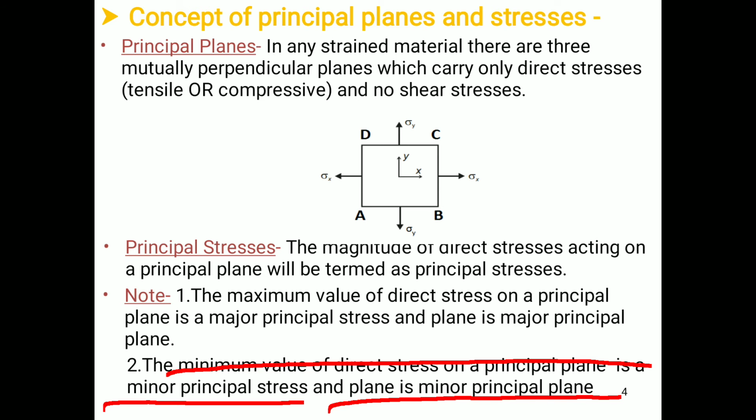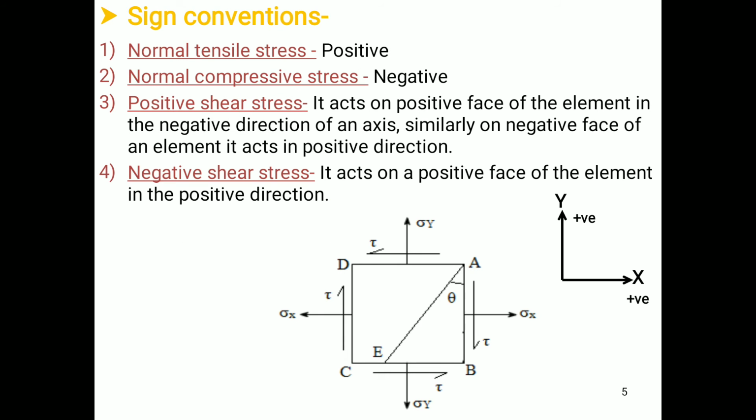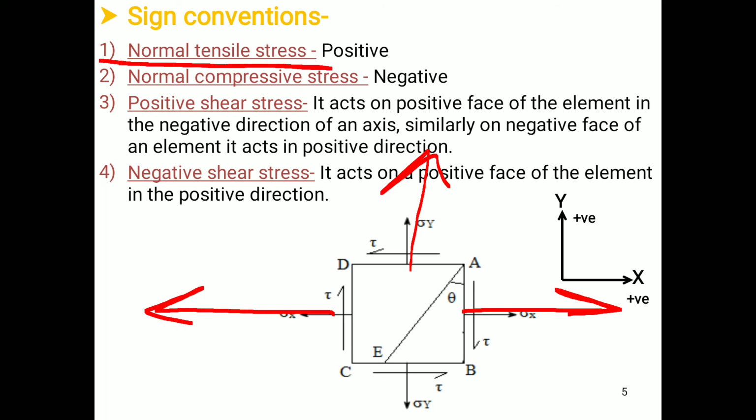Now we will move to the sign convention which has to be followed for unit number 5. In the entire unit, whatever sign convention I have followed, that I am going to discuss. Remember that normal tensile stress is considered as positive. This sigma x, sigma y, those stresses are tensile in nature, therefore they will be considered as positive.